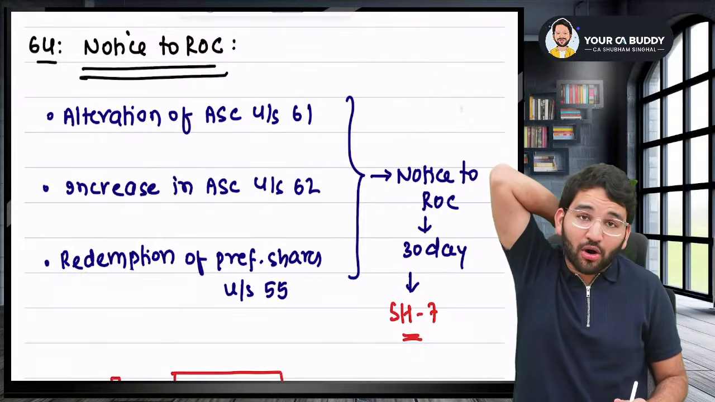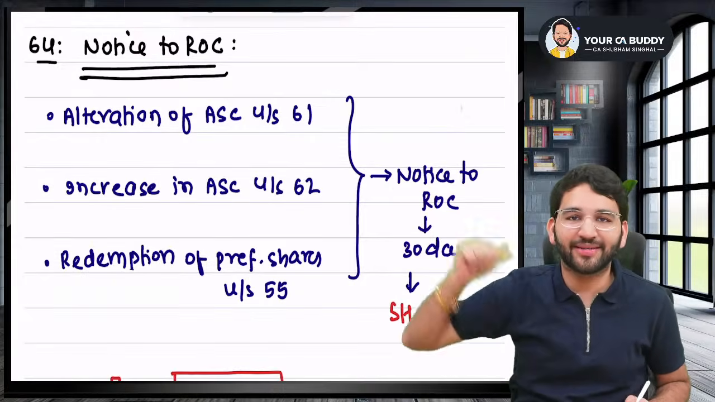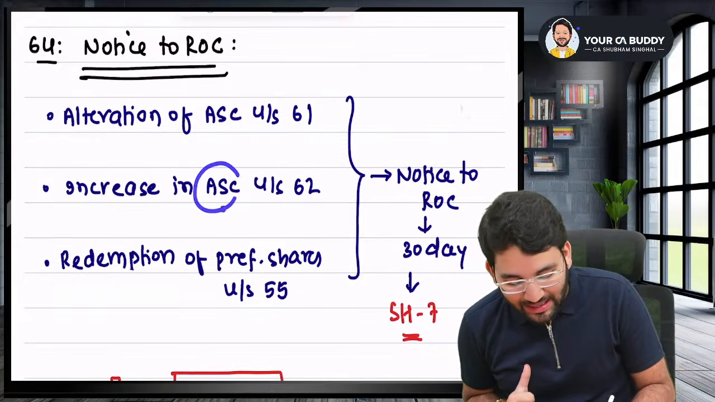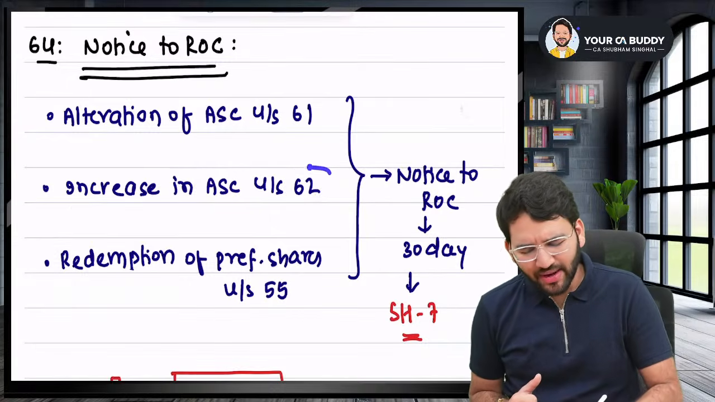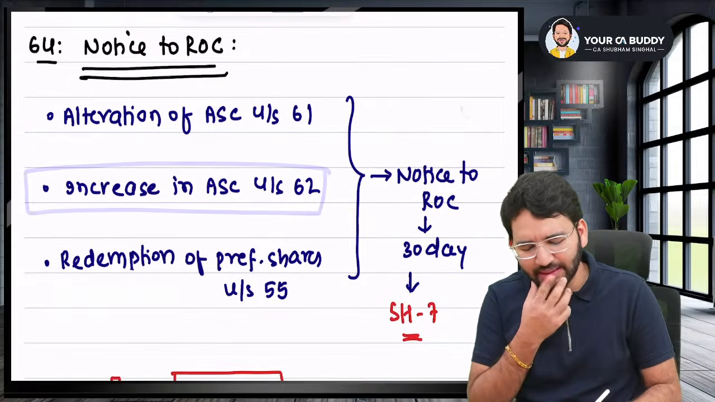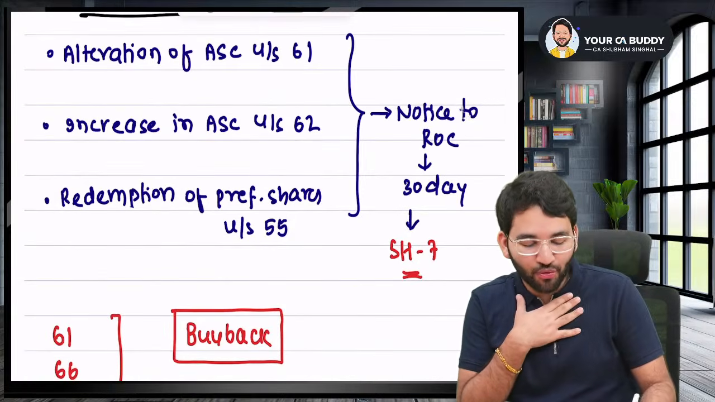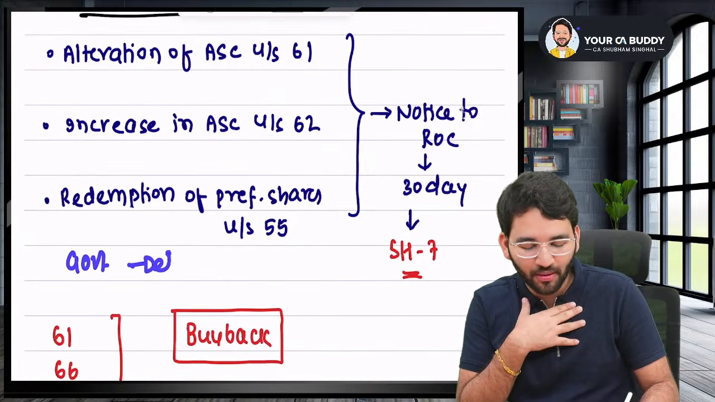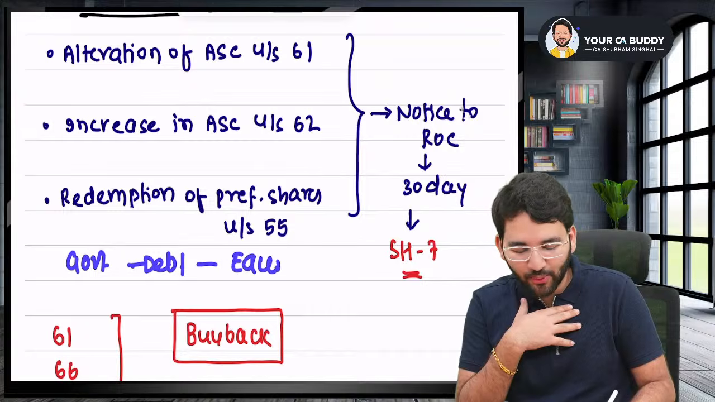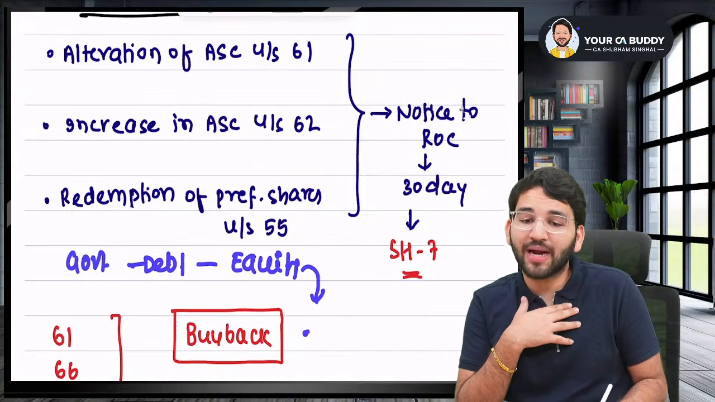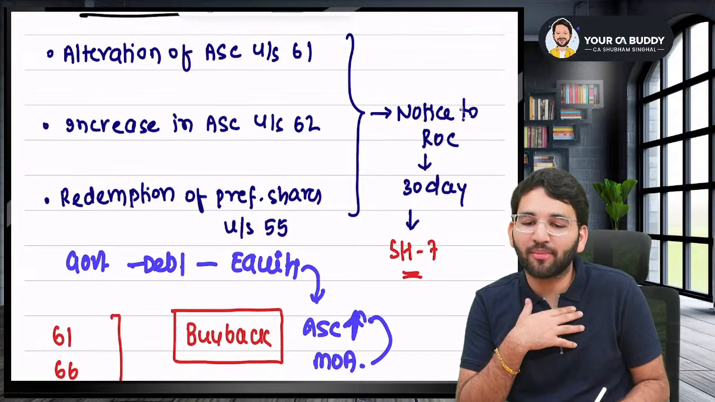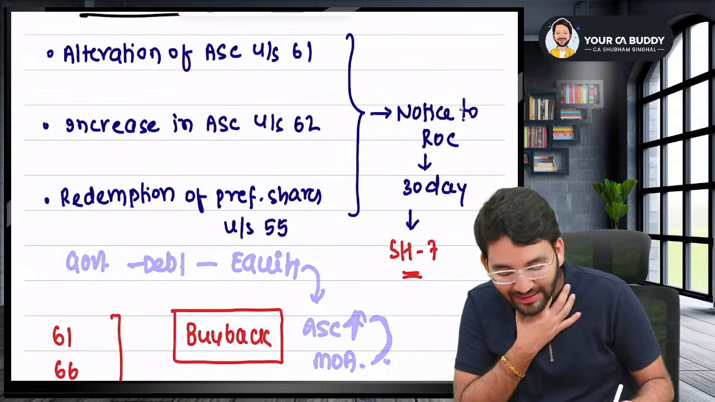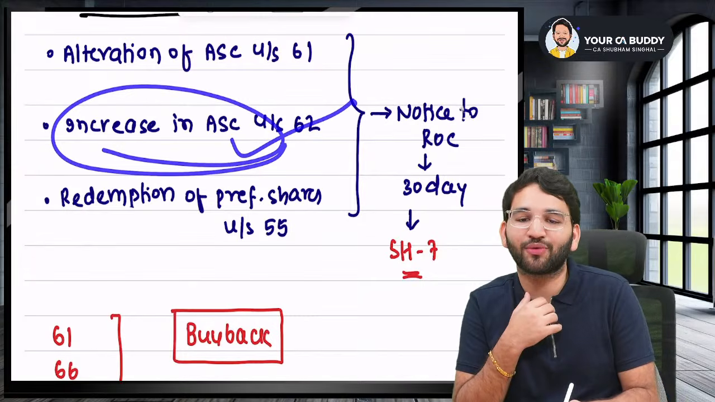Sir, so alteration of authorized share capital under section 61. Or if there is increase in authorized share capital under section 62. Sir, when did authorized share capital increase in section 62? I'll tell you. You remember government had given you debt. Do you remember that was converted into equity? And do you remember because of that your authorized share capital stands increased and your MOA stands altered? Do you remember that? Yes, sir. Sir, that is where your authorized share capital increases. You have to inform ROC.